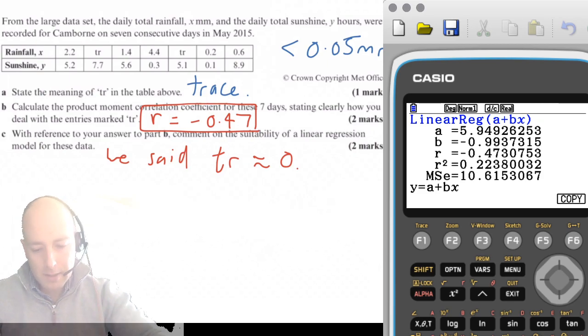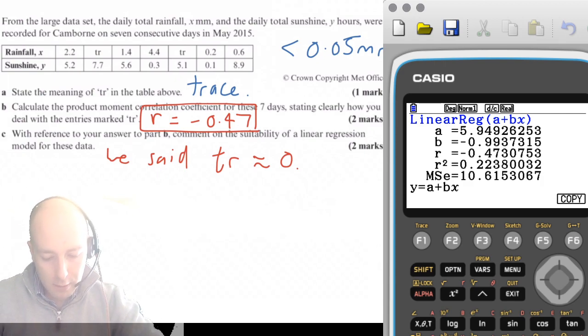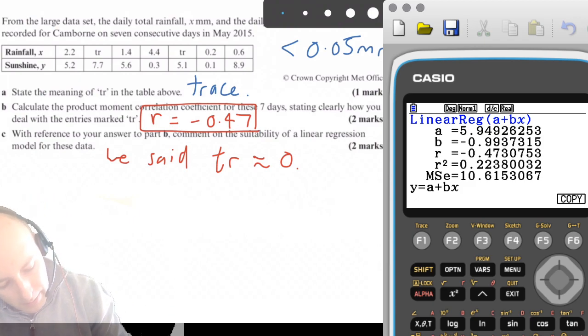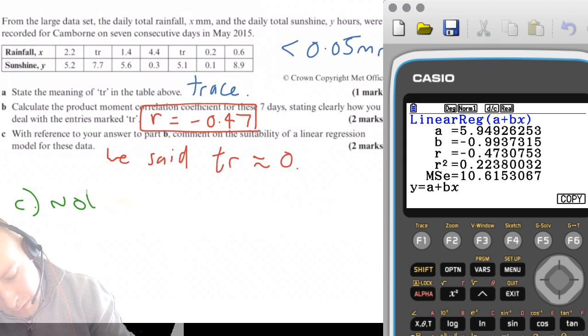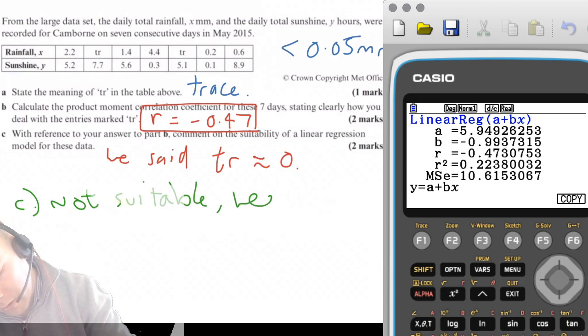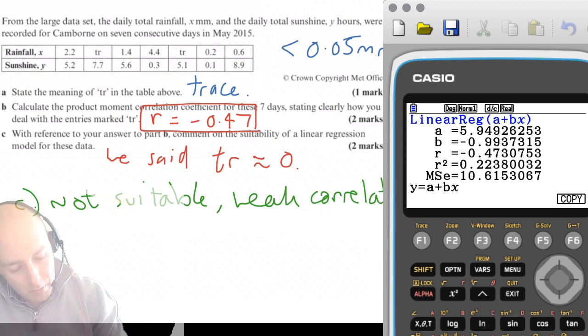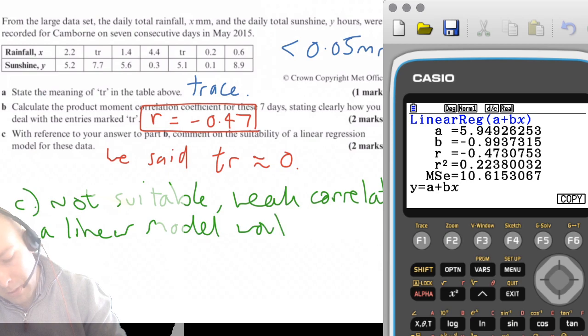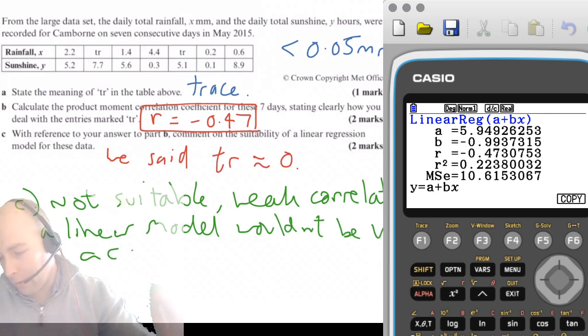Cool. Okay, and then part C. So with reference to the answer you just found, what's the suitability of a linear regression model? So it's probably not suitable, weak correlation. A linear model wouldn't be very accurate.